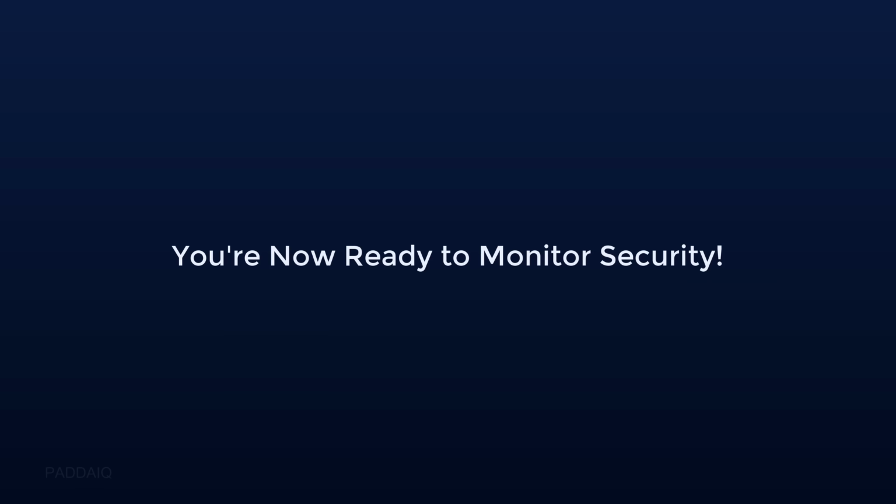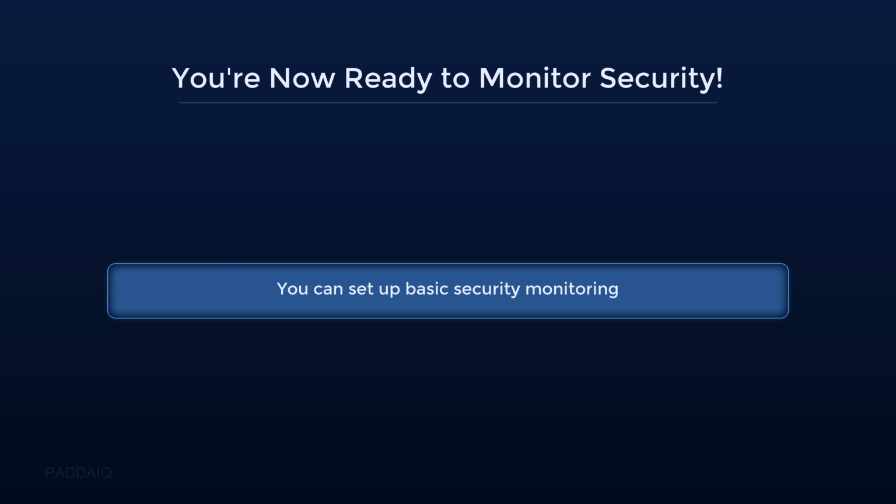You are now prepared to monitor security effectively. You can set up basic security monitoring. This means configuring tools to automatically watch for unusual activity in your SAP BTP applications. For instance, you can set an alert to notify your team if someone tries to log in from an unexpected country. This foundational step is crucial for protecting your applications and data.